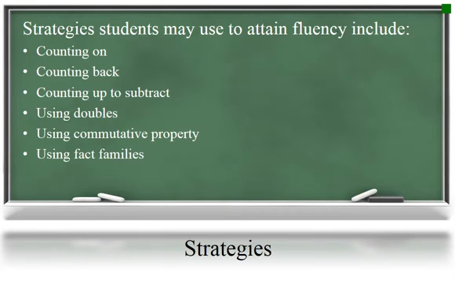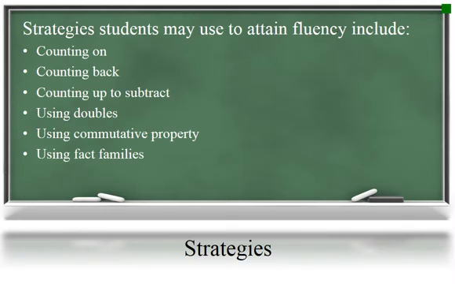Counting up to subtract is when they start with the number of the lowest value and count up to the number with the highest value. So for example, 5 minus 3, your child would say 3 and then count up to 5: 4, 5. So the answer would be 2. Using doubles, if the problem was 2 plus 3, then the student might say, I know that 2 plus 2 is 4, and then one more would be 5.